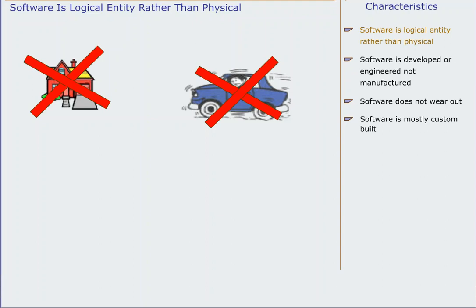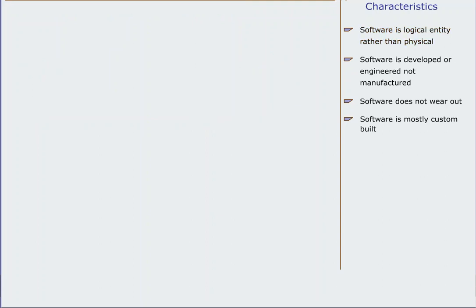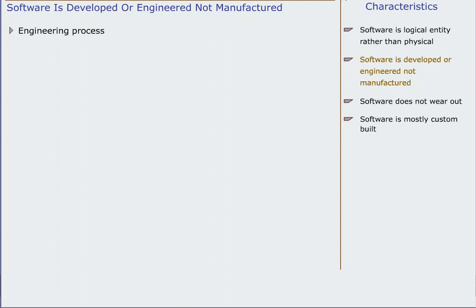Software has different characteristics than physical entities, and its development cannot be managed like that of physical things. Software is developed or engineered, not manufactured. The engineering process consists of analysis, design, development, and testing. Let us examine how this concept applies to hardware and software development.